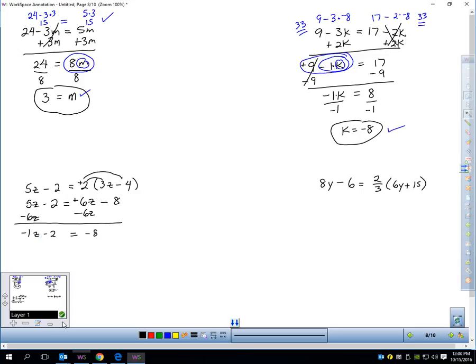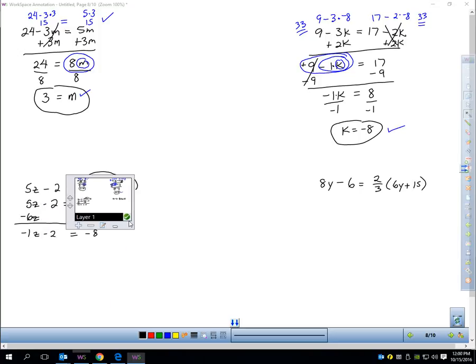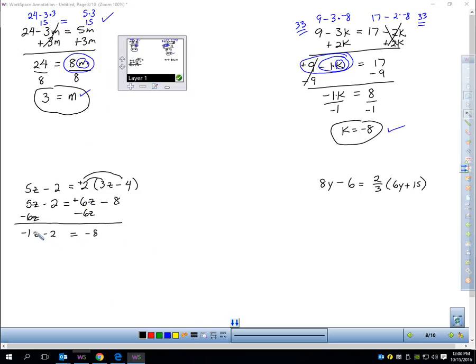So now I'm thinking of my onion. Z's the center, the times negative 1 is the next layer, and the minus 2 is the outside layer. I've got to get rid of the minus 2 first. I'll add 2 to each side to get rid of the minus 2. Okay? Negative 1z equals, well, negative 8 plus 2 is negative 6. And then I can divide by negative 1 on each side, and z would equal 6.